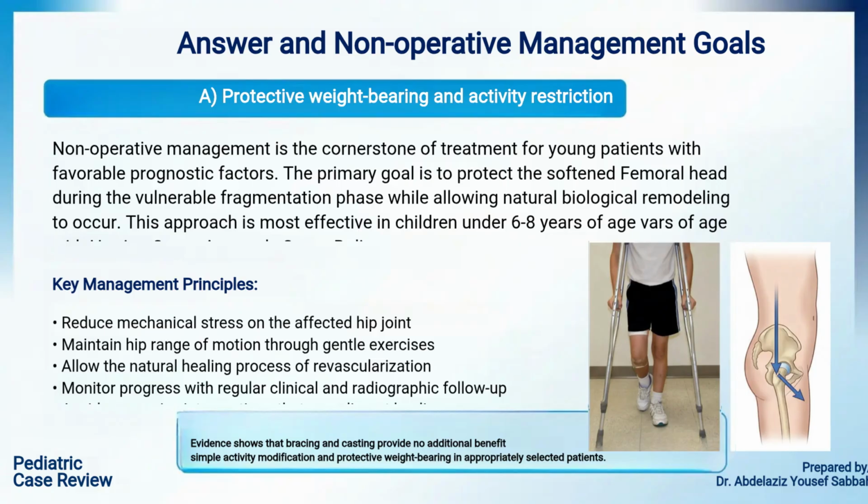Key management principles include reducing mechanical stress on the affected hip joint, maintaining hip range of motion through gentle exercises, allowing the natural healing process of revascularization, monitoring progress with regular clinical and radiographic follow-up, and avoiding aggressive interventions that may disrupt healing. Evidence shows that bracing and casting provide no additional benefit beyond simple activity modification in protective weight bearing in appropriately selected patients.